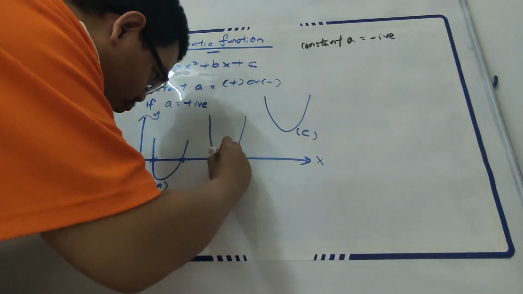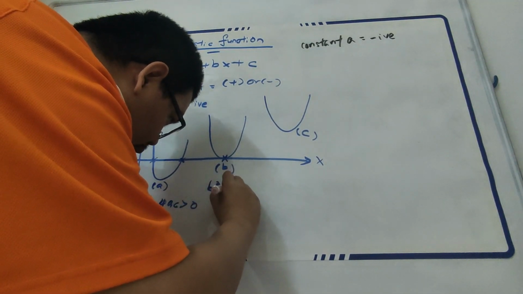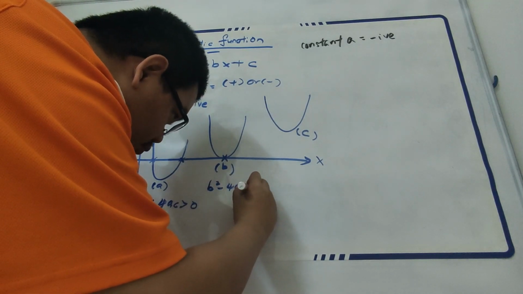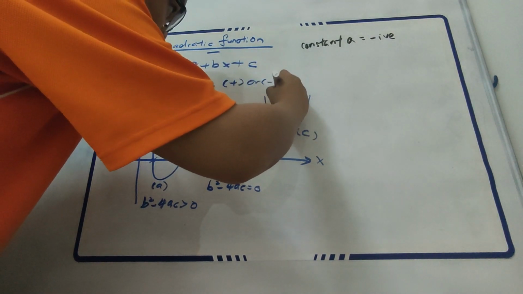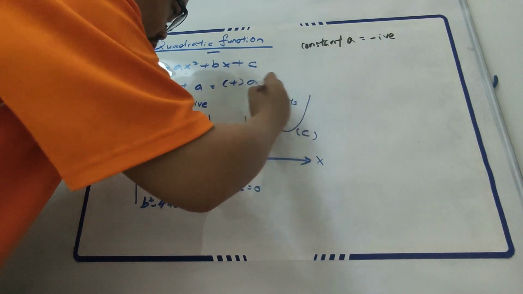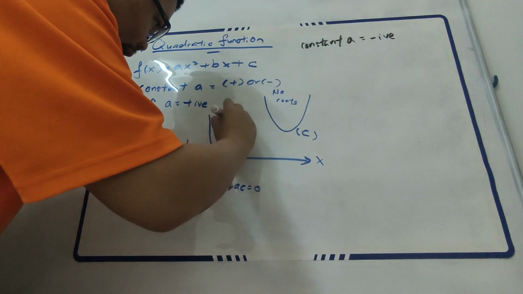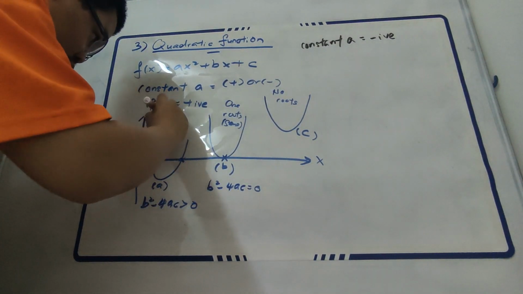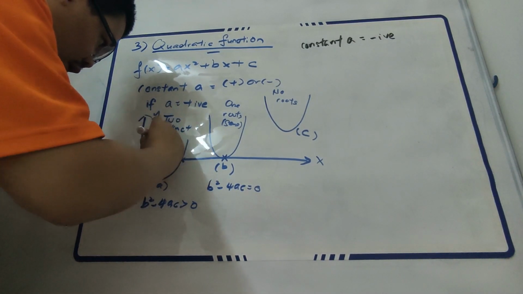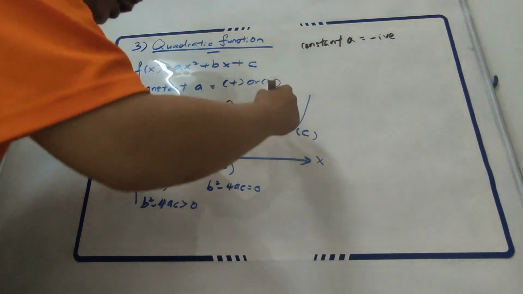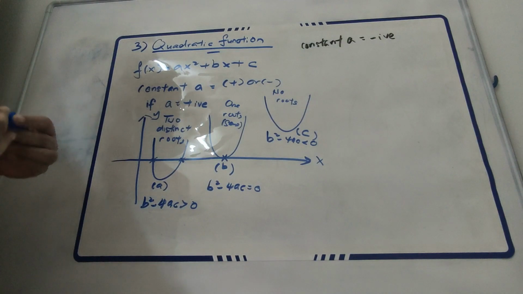This one you will have one equal same root, so b squared minus 4ac equals to 0. Of course, this one you have no roots. No roots, 1 root same, and this one you have 2 distinct roots. This case is b squared minus 4ac smaller than 0.